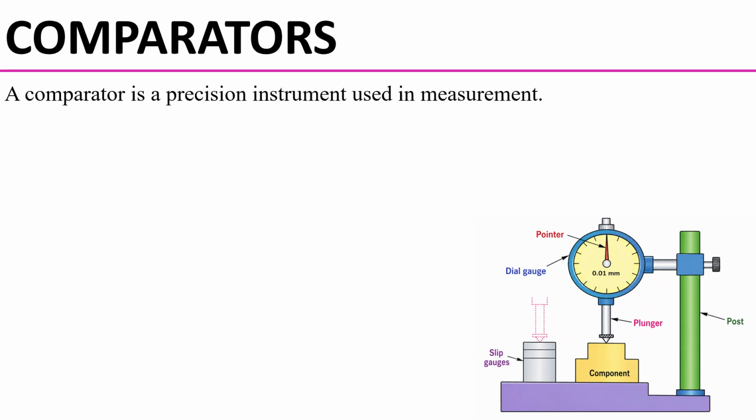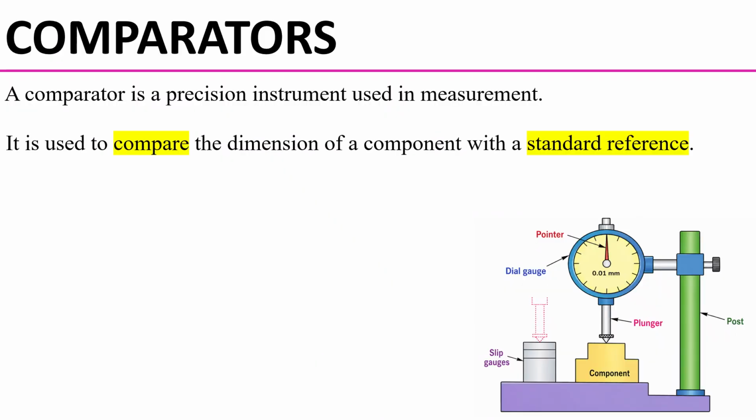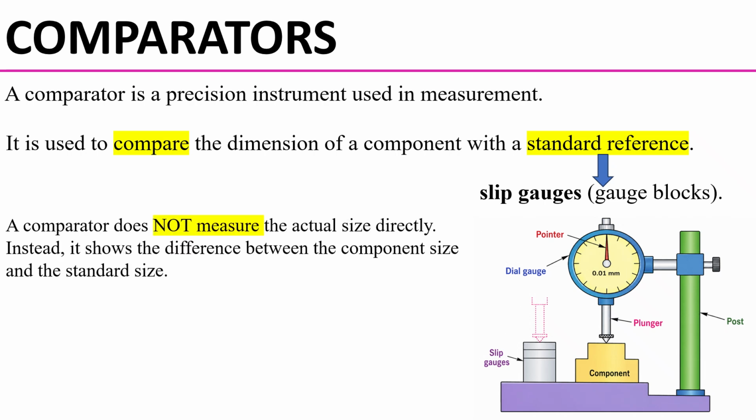Comparator is a precision instrument used in measurement, and comparators are used to compare the dimension of a component with a standard reference. So comparators do not measure the dimensions. They compare the dimension of a component with a standard reference. In general, the standard reference is the slip gauges or the gauge blocks. So comparators do not measure the actual size directly. Instead, they show the difference between the component size and the standard size.